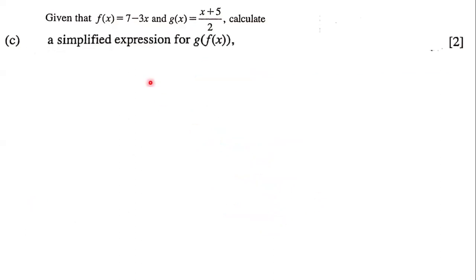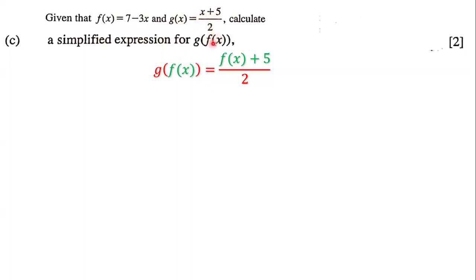Next, we have to write a simplified expression for g of f of x. Notice that this is actually a composite function. We have two functions here, and what we have to do is take this function, f, the baby function, and put it inside the parent function. So f of x is inside of g. Now, what is f of x? Well, f of x is 7 minus 3x, but what is g? g of x is equal to (x plus 5) all over 2.